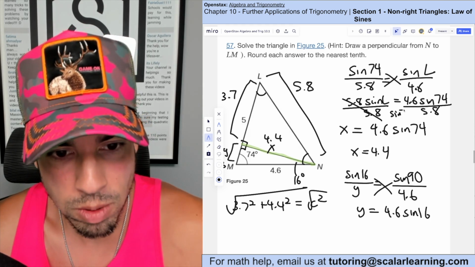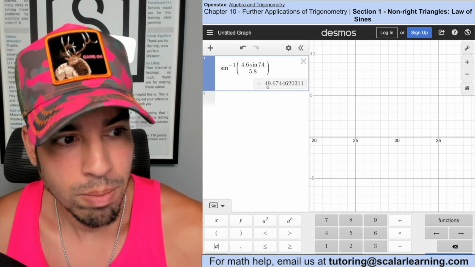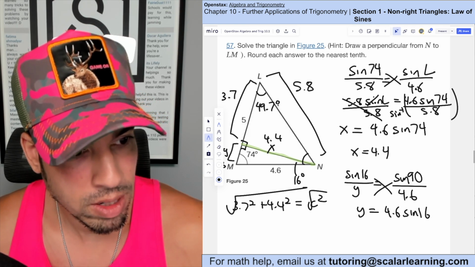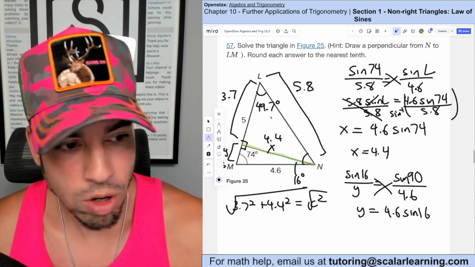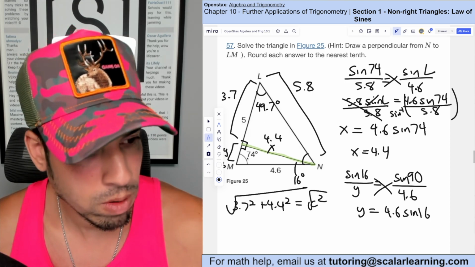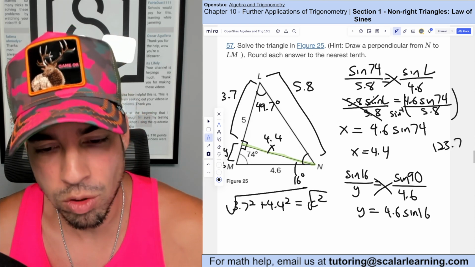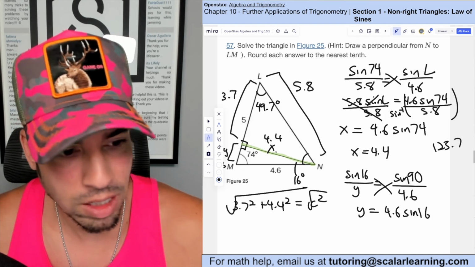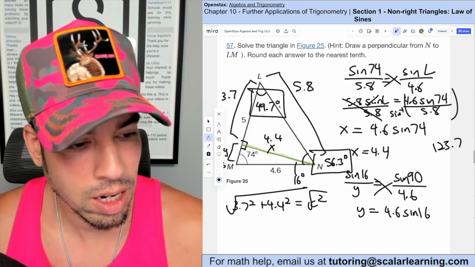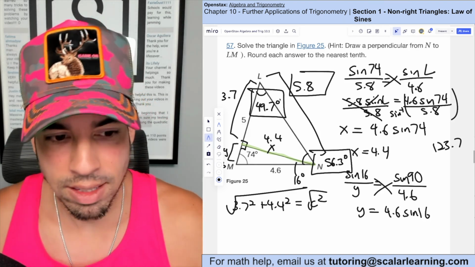I know we're short on room here, but let's do it like this. And then let's plug that into Desmos. That will give us L, and we get approximately 49.7 degrees. So L is 49.7. Then we can use the triangle angle sum theorem to get the final angle for N. 49.7 plus 74 is 123.7, and then we need what's supplementary to 123.7, which is 56.3. So there we have N is 56.3, L is 49.7, and the missing side LN is 5.8. That's how you do it.